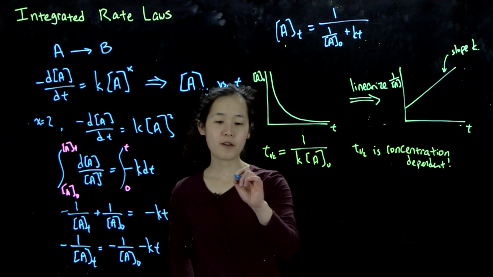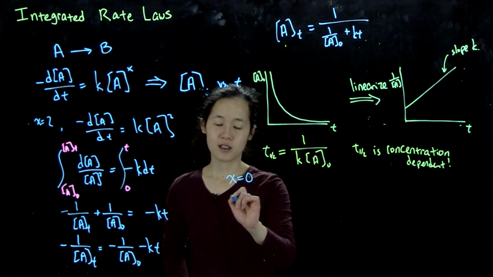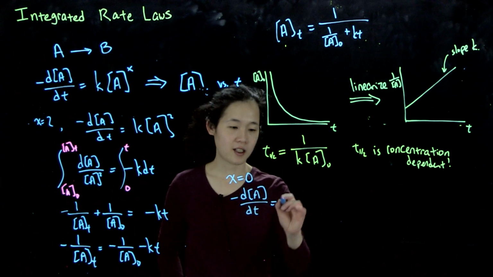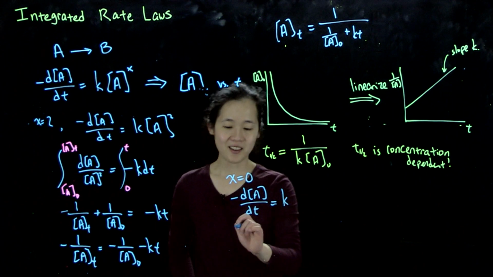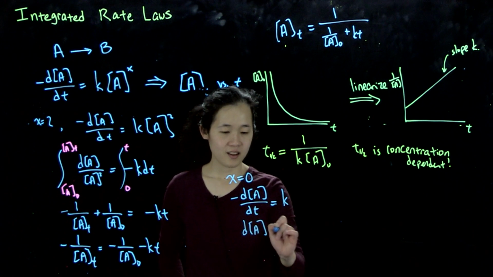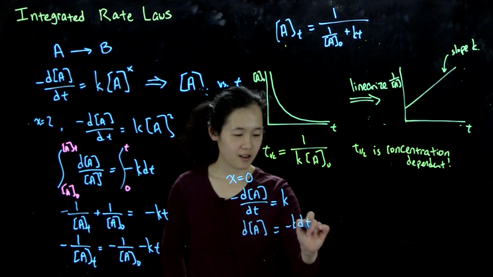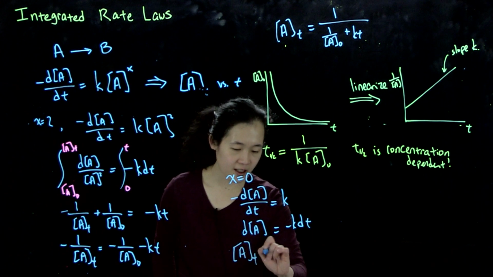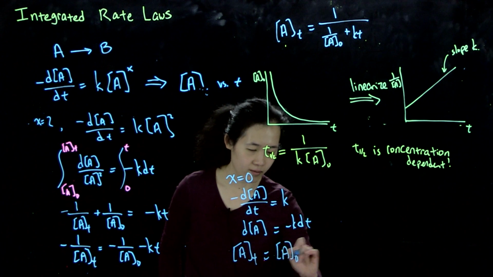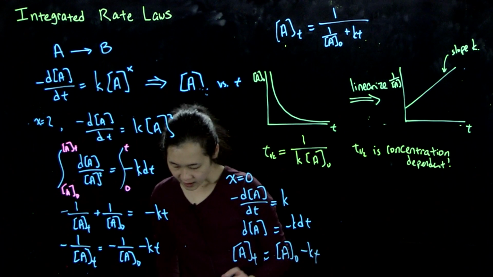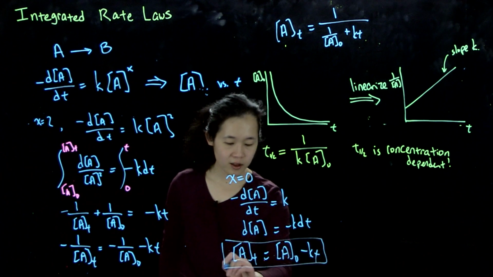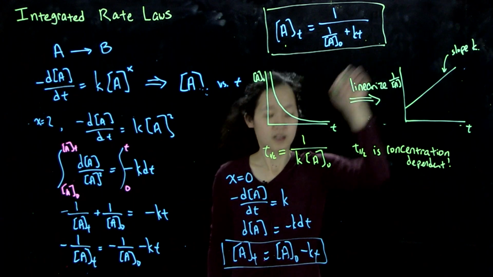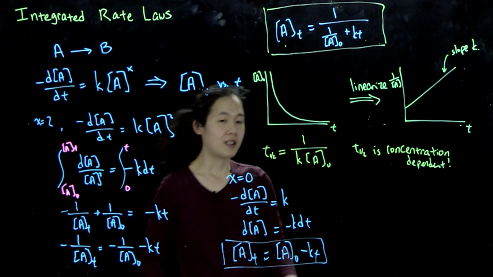Okay, last example, what if we have a zero order reaction, x equals 0? Our rate is not dependent on any concentrations, so just k. So this is the easiest one. We have dA equals negative k dt. So basically, this whole thing should be linear, right? So we have A_t equals A naught minus kt. So easy peasy. So this is our zero order integrated rate law. And so that's how you solve it.